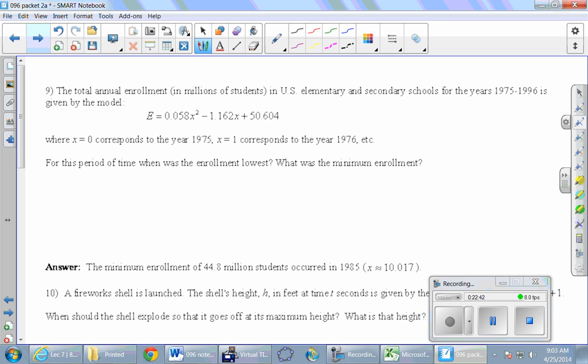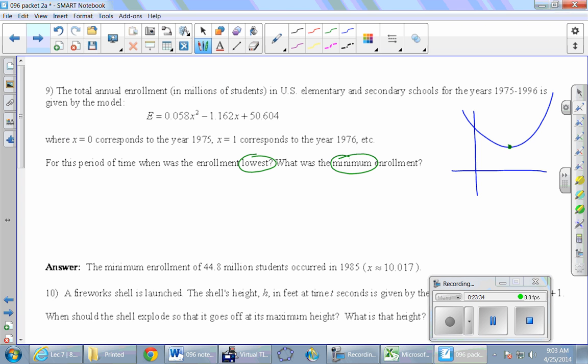So here's my very generic graph. What tells me that's a parabola? X squared. Does it open up or down? Up, because A, 0.058, is a positive number. So here is my very generic version of that graph. Does this graph have a maximum point or a minimum point? It's a minimum point. What is it called? Vertex. And in this problem, do you see a word that says find the vertex? Lowest, minimum. Either of those words say find the vertex. Okay, so let's find the vertex.